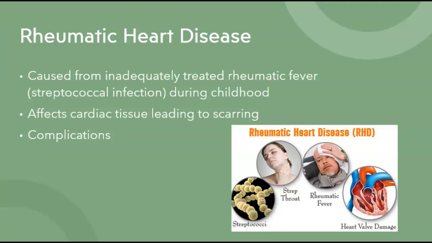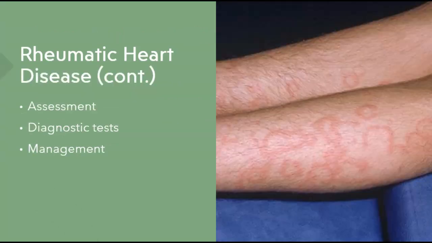Down here at the bottom of the screen on the right, I have this diagram. It's kind of a visual for rheumatic heart disease. So first, the body gets introduced to streptococci, and then that can turn into strep throat. If the strep throat is undertreated or not treated, that can turn into rheumatic fever. And then after you have the rheumatic fever, it can turn into that rheumatic heart disease, which can lead to heart valve damage.